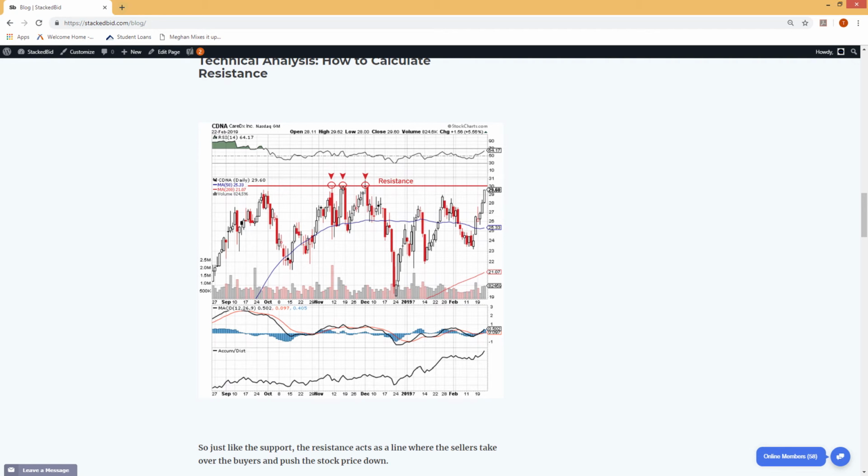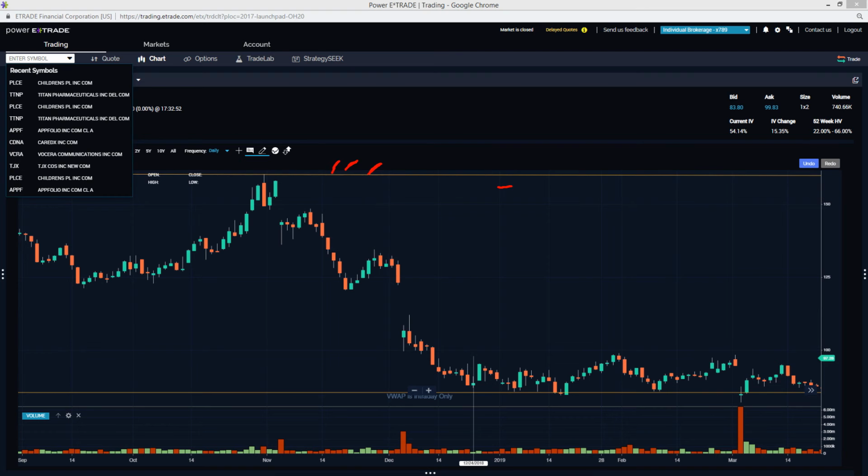Resistance is the refusal to accept or comply with something. That is a big thing there, the refusal to accept. So as you can see here with the 3 arrows, this is the sellers refusing to accept the buyers going over that $30 mark. So let's go ahead and go into our account here and show you a few examples of what we're talking about as far as resistance goes.